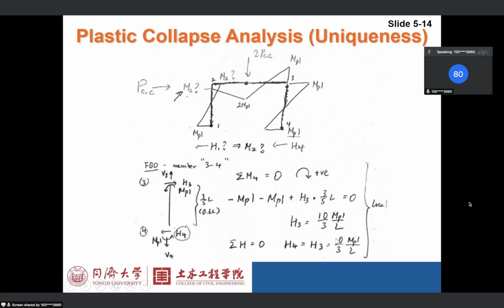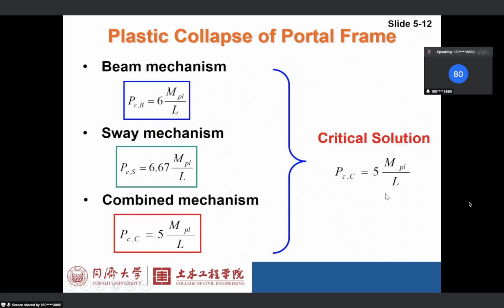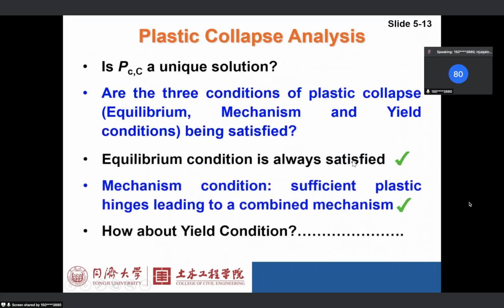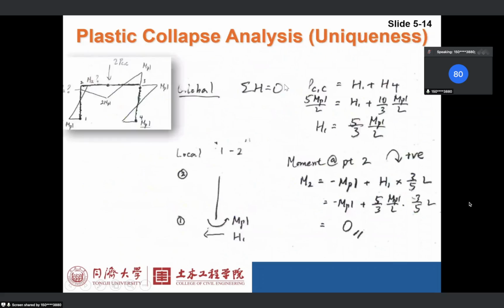Okay, so H4 is 10 divided by 3 MPL over L. After we get H4, we can get H1, right? Because of the equilibrium in the horizontal direction. Because we know PC. We know PC is 5 MPL over L. Yeah, we know PC, so we can get everything. So we know PC and we know H4 now, so we can get H1. Okay, so we get H1.